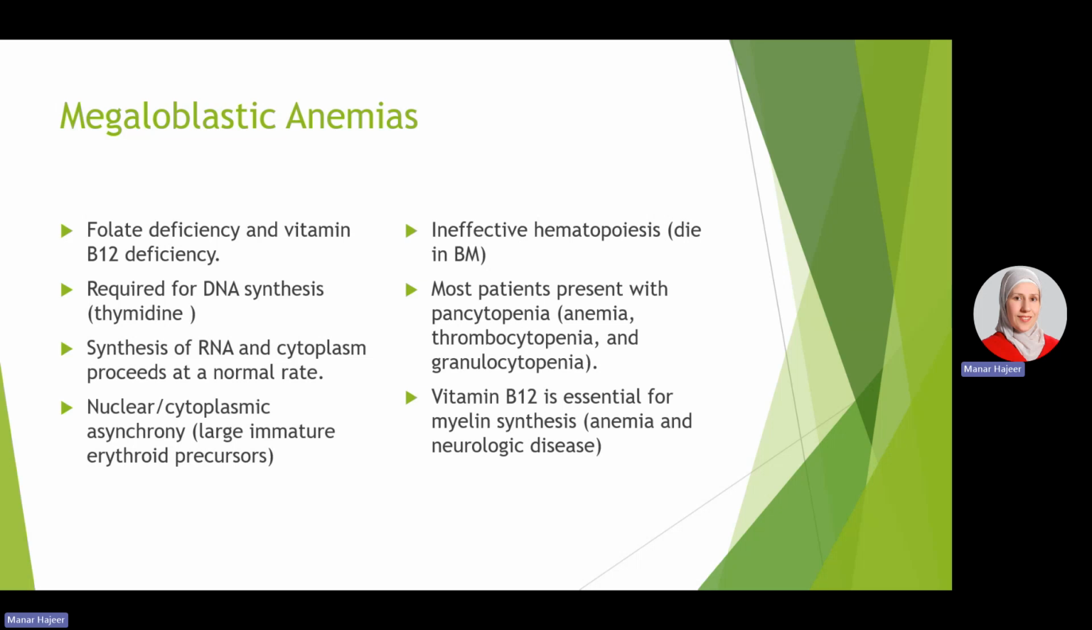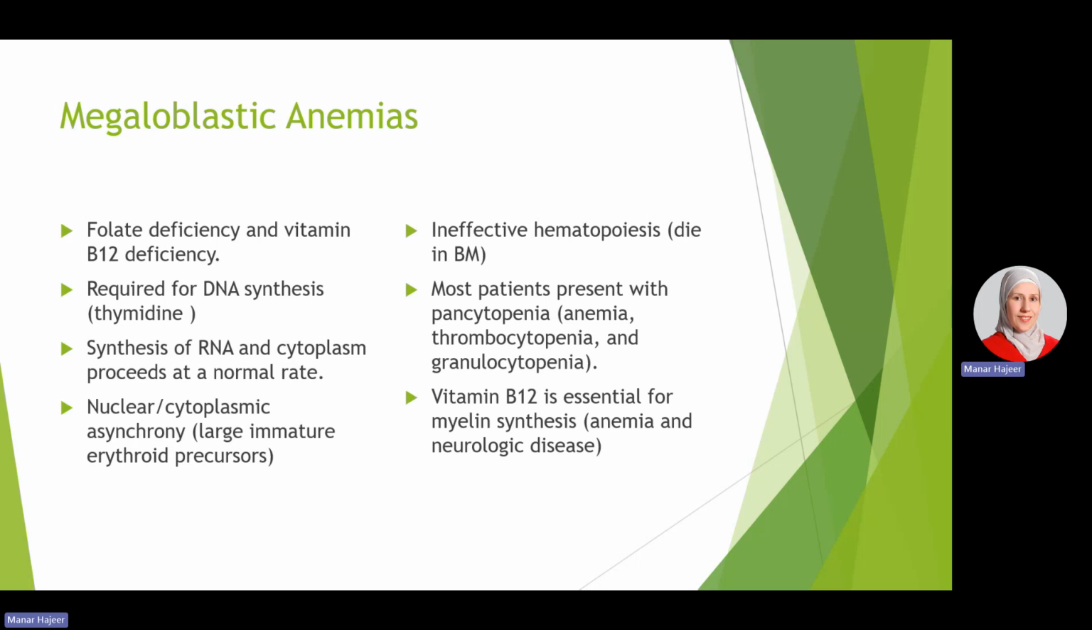are important in the nuclear maturation, also for the megakaryocytes to produce platelets. So these patients will have thrombocytopenia, and also in the myeloid precursors, which will produce granulocytopenia. So the number of white blood cells will be reduced, especially the granulocytes.